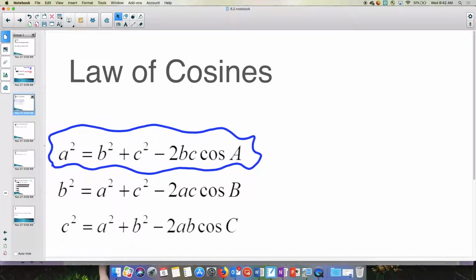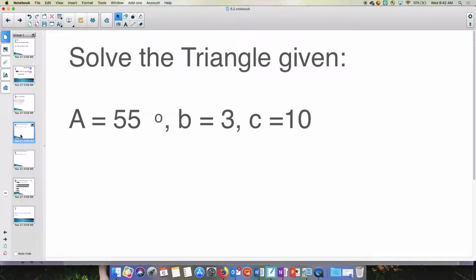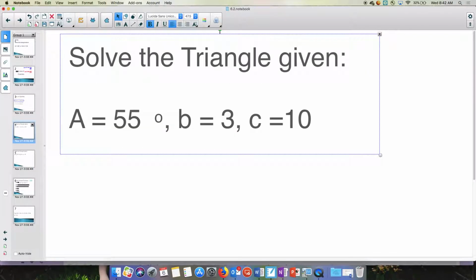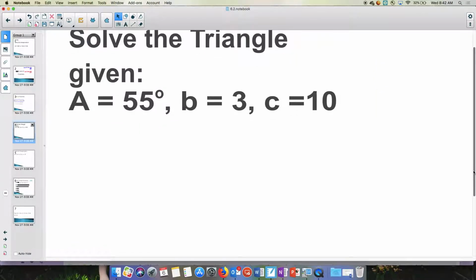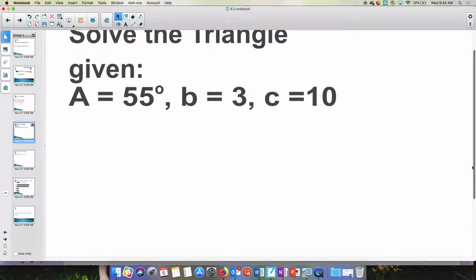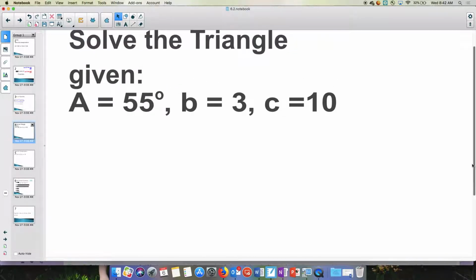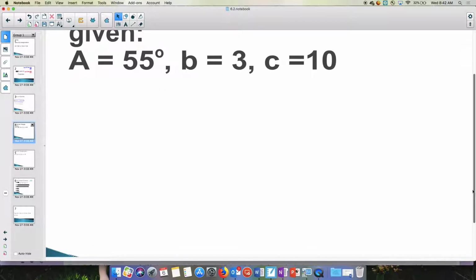Okay, here's our first one. Did I spell it wrong? No. No. Yeah. Sorry.